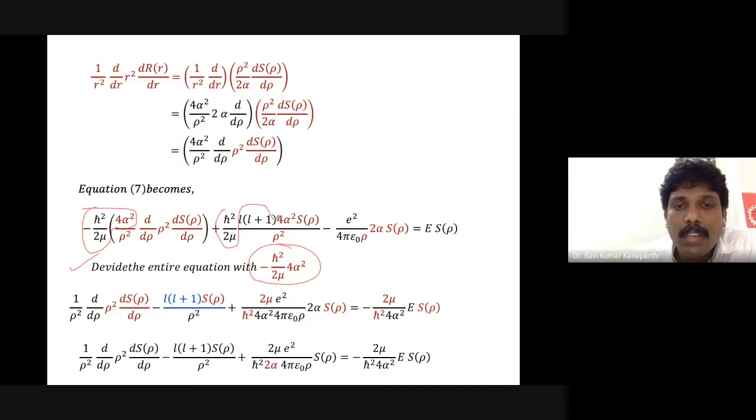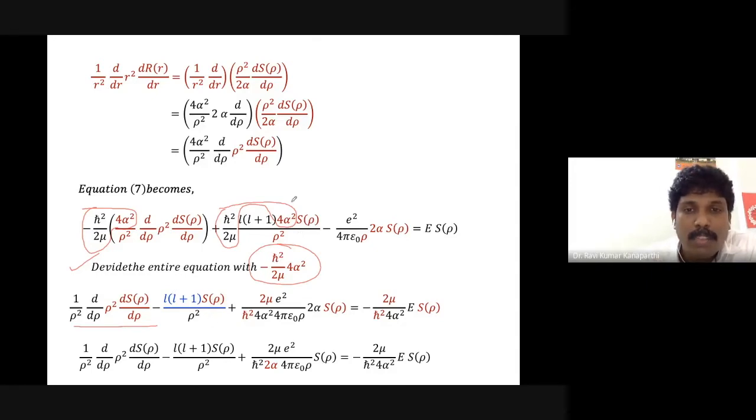So here there is ħ²/2μ and there is a 4α², so that gets cancelled out. So from the first term it is this: 1/ρ² d/dρ (ρ² dS(ρ)/dρ). Then minus, because you are actually dividing by the minus of ħ²/2μ 4α². So you will have to account a minus sign here, and then l(l+1) S(ρ)/ρ².